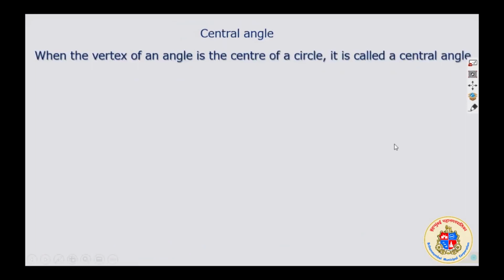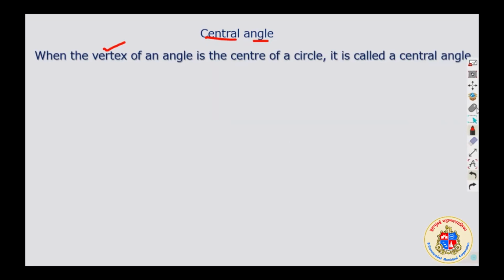Another concept, I told you, full of properties. Central angle. What is central angle? Central angle बोलने में एक सेंटर है तो सर्कल का सेंटर ही है. और एंगल बोलने में आपको क्या याद है? एंगल का वर्टेक्स रहता है, एंगल का आर्म्स रहता है.